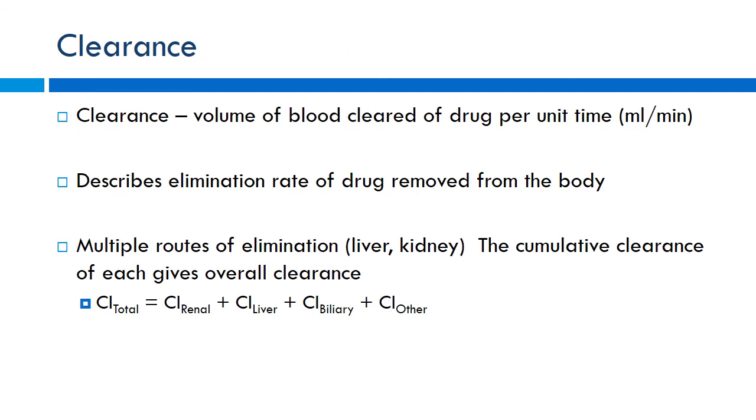So clearance is another way we're going to talk about this elimination. Basically, it's going to be the volume of blood that gets cleared per unit of time. So this can usually be expressed as mLs per minute. And just realize that this is describing elimination of drug through all kinds of routes throughout the body. So especially if drugs have multiple routes of elimination, you can add these all together to get total clearance. So if you have renal clearance, liver clearance, biliary, other, all that can be added together to get the total clearance for a drug.